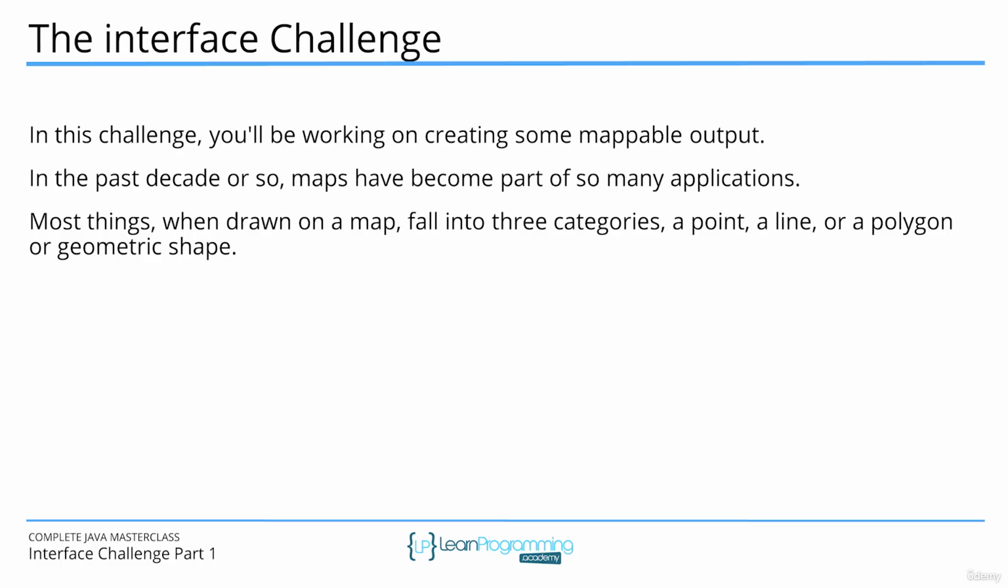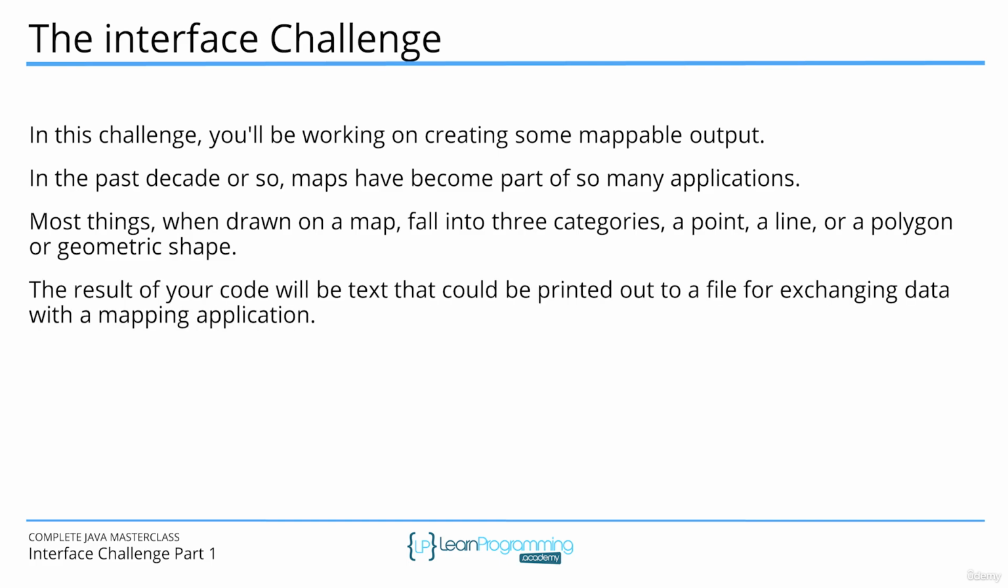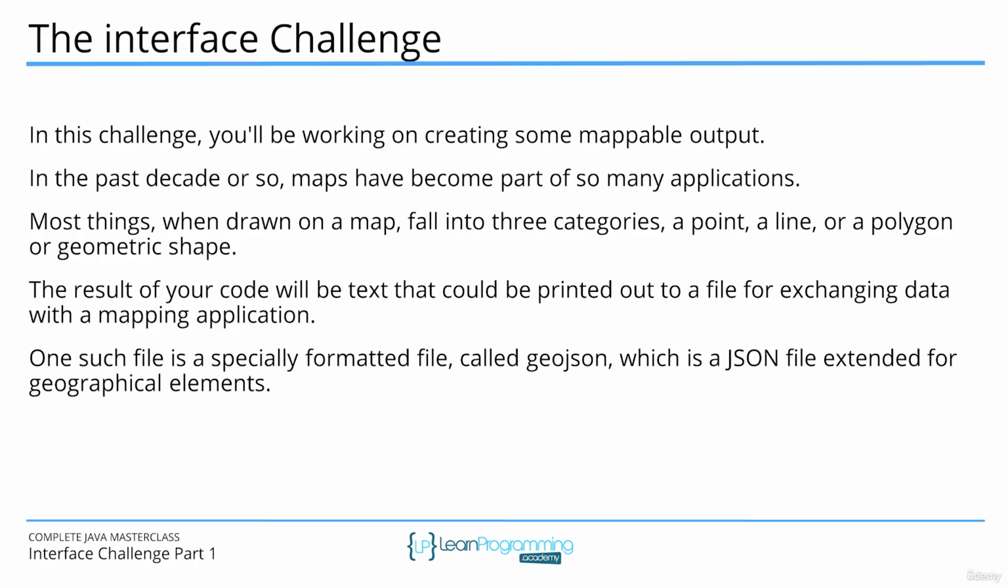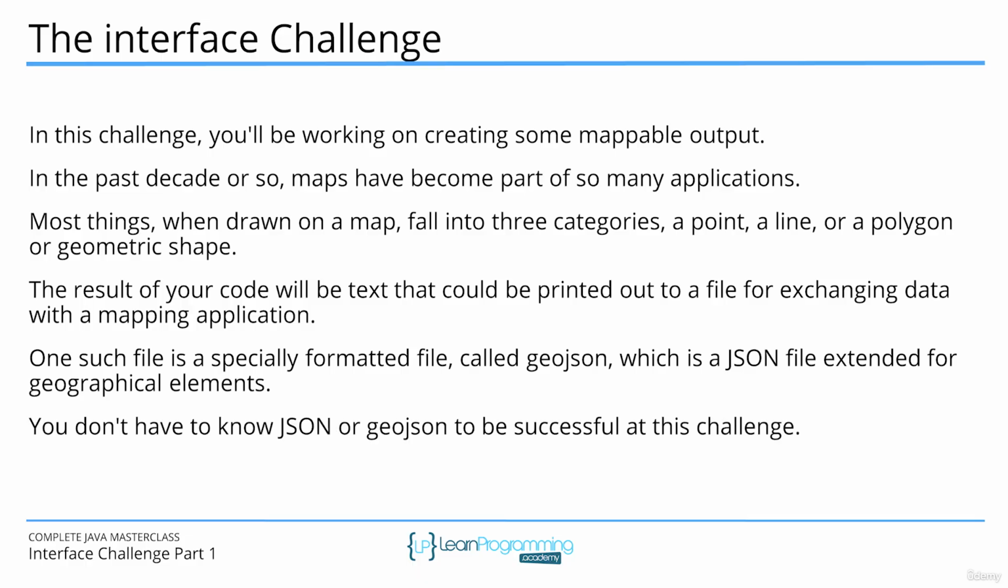Most things, when drawn on a map, fall into three categories: a point, a line, or a polygon or geometric shape. The result of your code will be text that could be printed out to a file for exchanging data with a mapping application. One such file is a specially formatted file called GeoJSON, which is a JSON file extended for geographical elements. You don't have to know JSON or GeoJSON to be successful at this challenge.